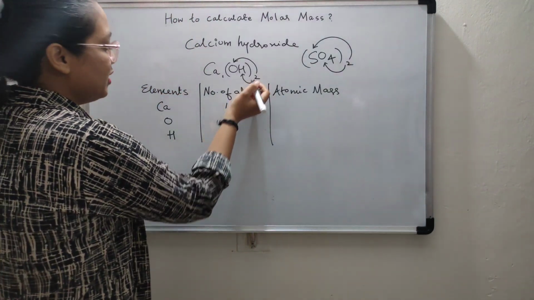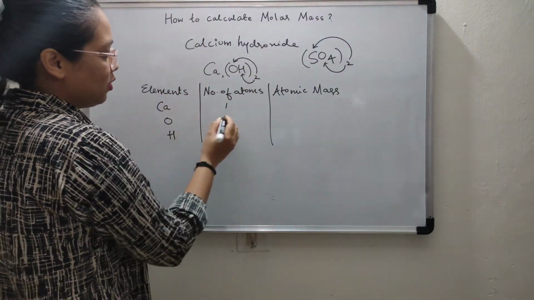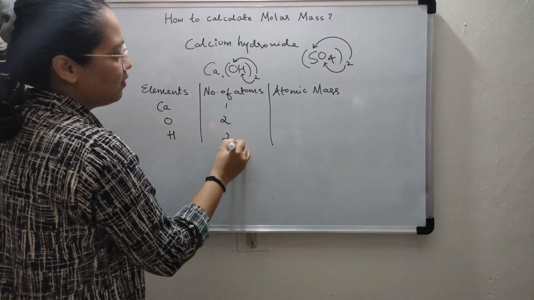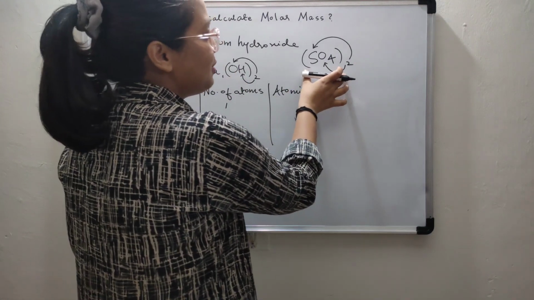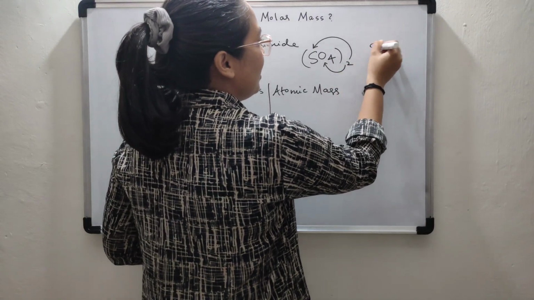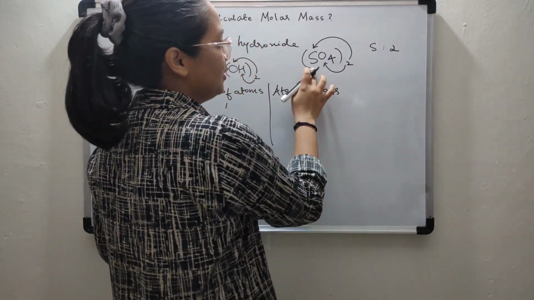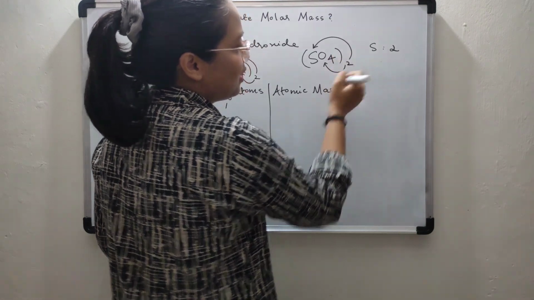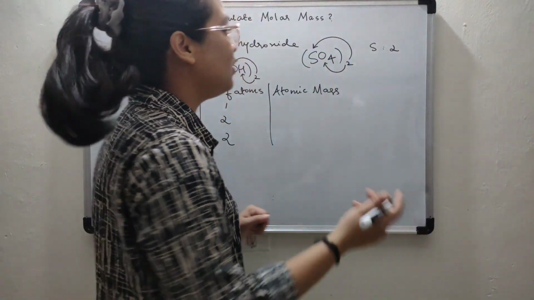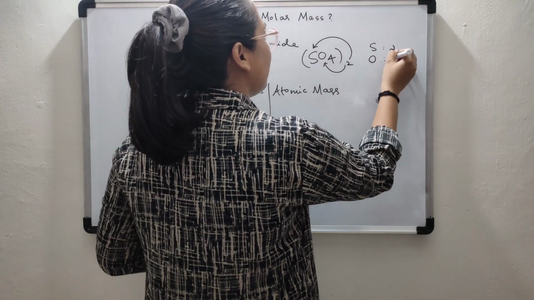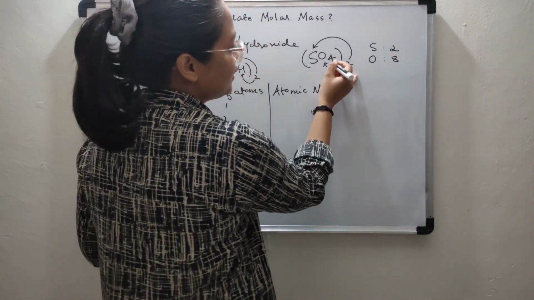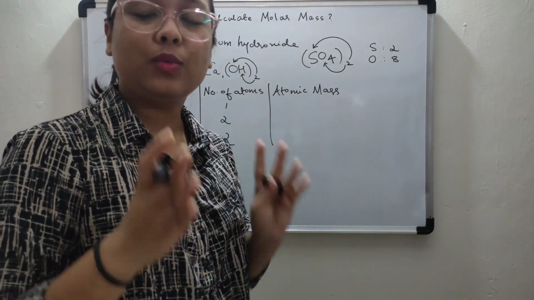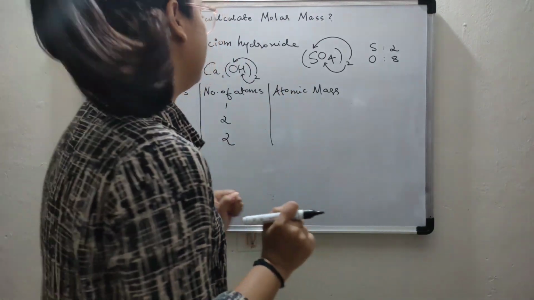So over here this 2 is applicable to oxygen, so I have 2 atoms of oxygen, similarly 2 atoms of hydrogen. In the sulfate case, I will have 2 atoms of sulfur. But inside I already have 4 atoms of oxygen and outside it is multiplied by 2, so the number of atoms of oxygen will be 8, that is 4 multiplied by 2. That thing you have to keep in mind whenever there are brackets in your chemical formula.